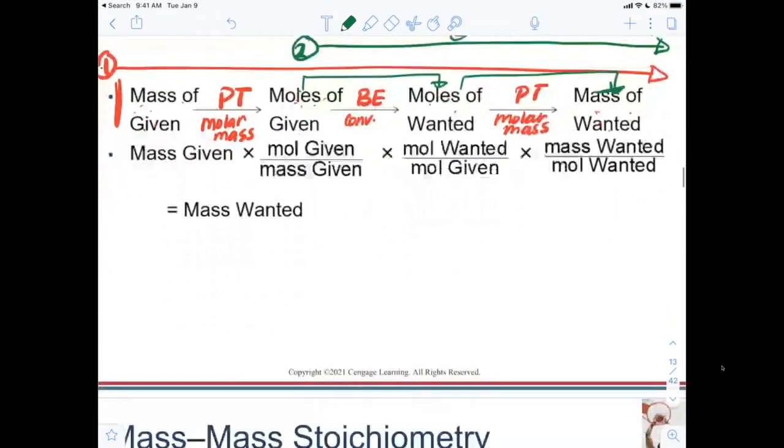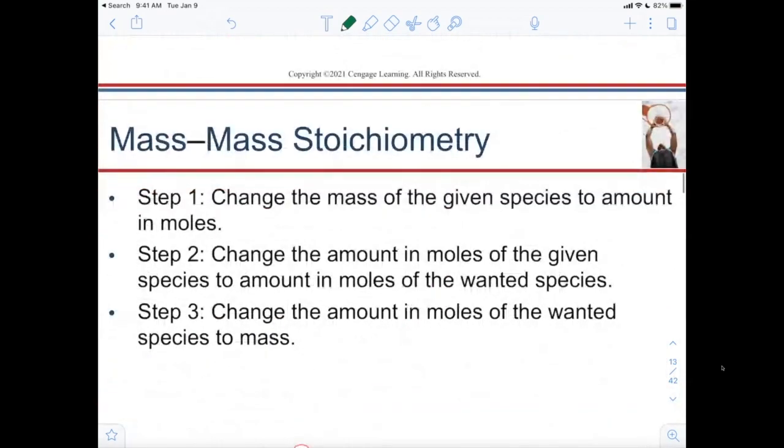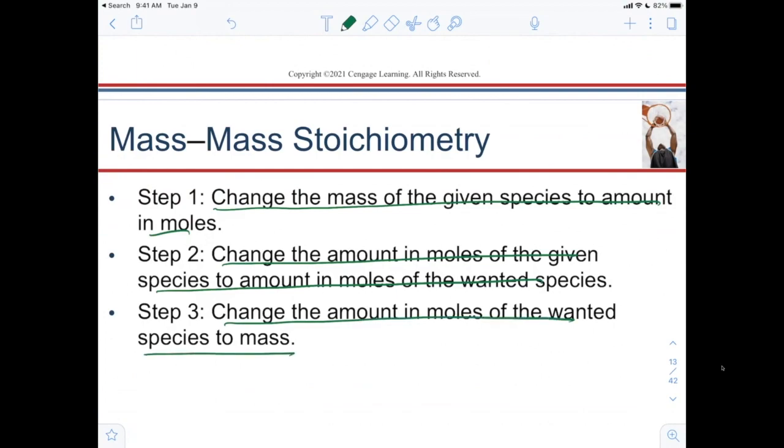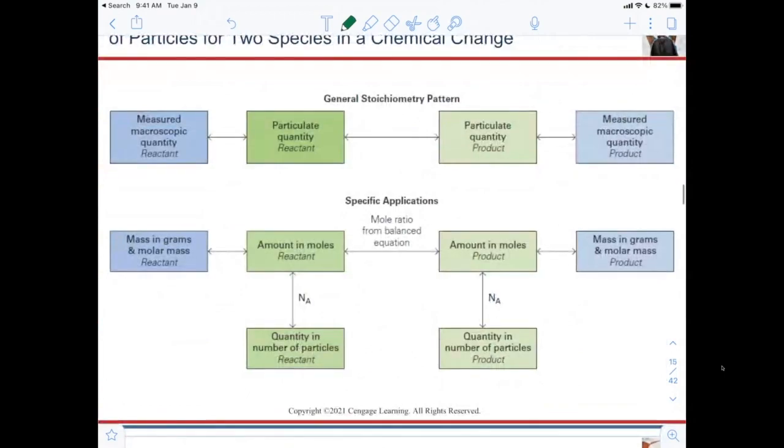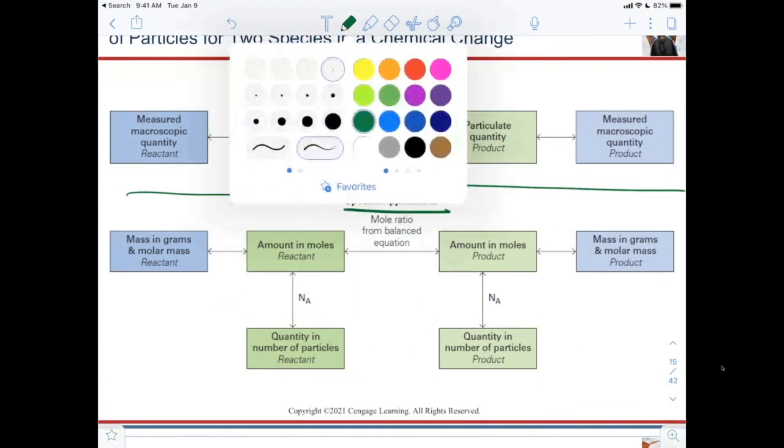Okay. So let's put this in practice. Oh, they write it in words here. How to do it. Change the mass of the given to the amount in moles. Change amount in moles of given to amount of moles in wanted. Change amount of moles of wanted to mass. Okay. Same thing that we just saw there. I feel like this one down here is more useful. Specific application. Oh, I like the red more.